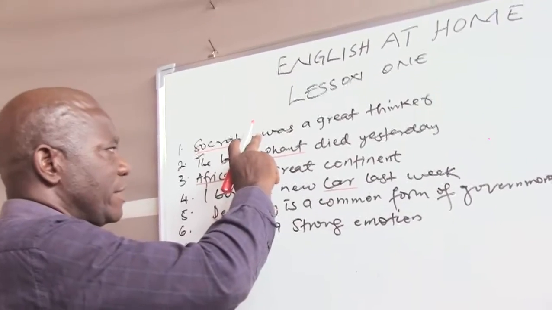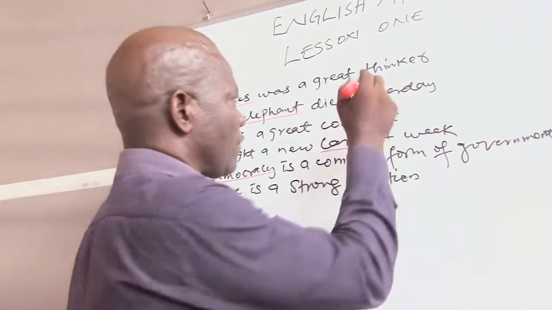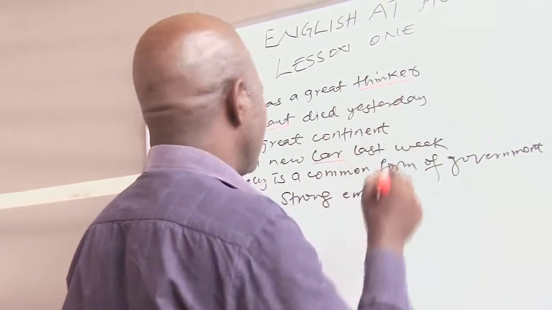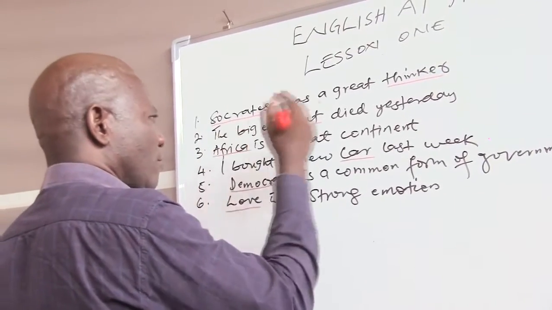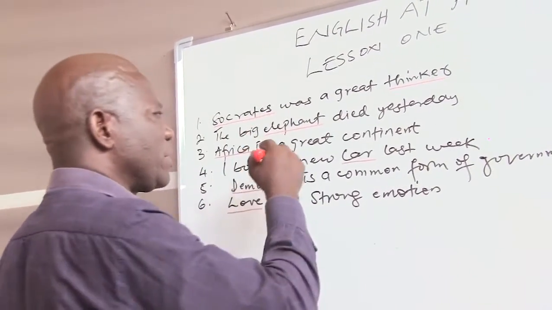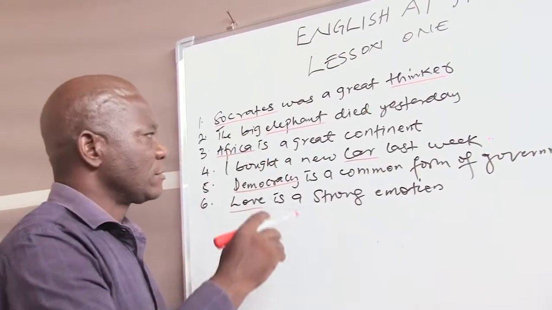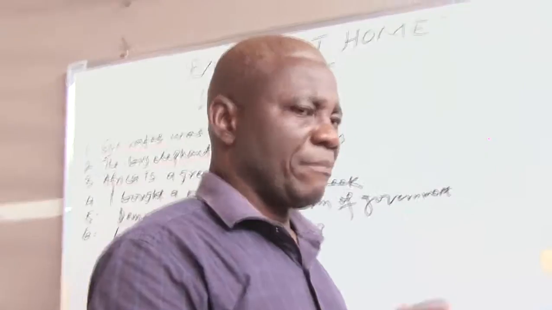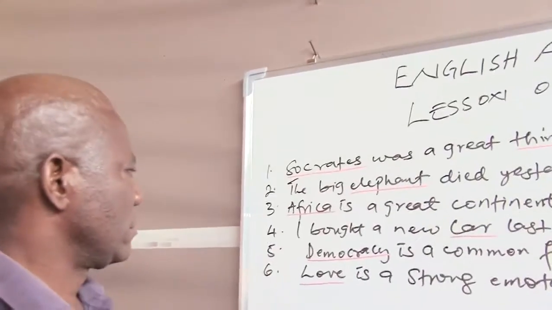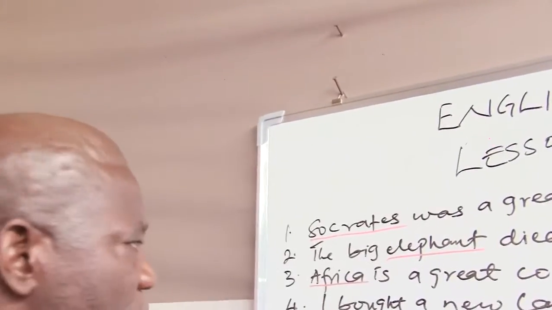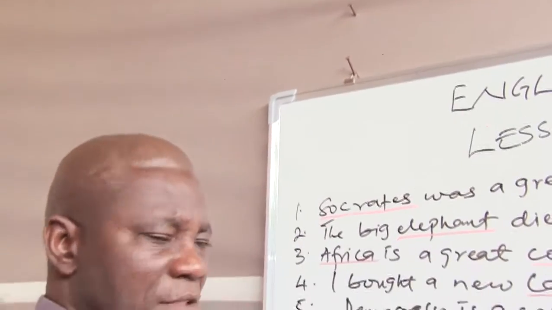Socrates, name of a person. Socrates was a great thinker, and of course, thinker, that's the name of a person. The name of a person that's referred to Socrates. The big elephant, name of an animal. Now look at it this way. The noun is the name of a person, animal. Africa is a great continent. Africa is the name of a place.